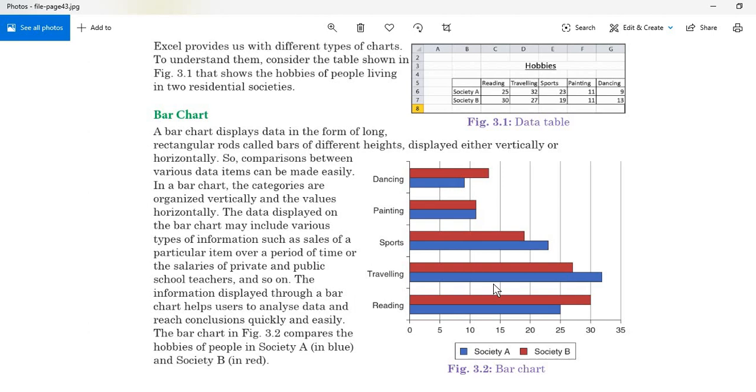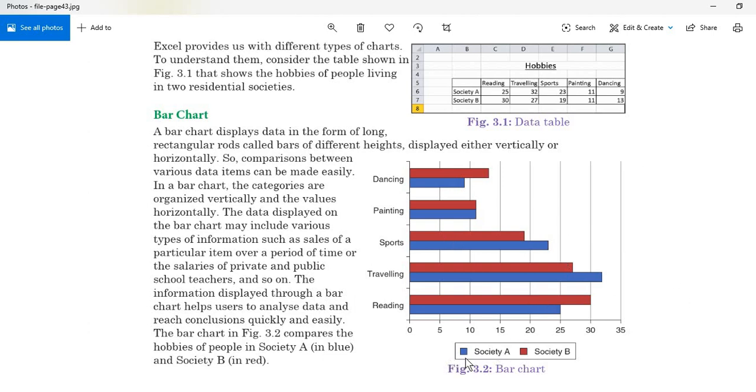Now, the data displayed on the bar may include various types of information as we read last time. I will not repeat whatever I have discussed in the last video, because you can go through and check them once more, so that you can revise them. The information displayed through a bar chart helps the user to analyze the data and to reach conclusions quickly and easily. See, looking at this chart, you can easily say that traveling is the highest chosen hobby, right? In this table you have to compare, but here you can just look at it and tell that traveling is the highest chosen hobby.